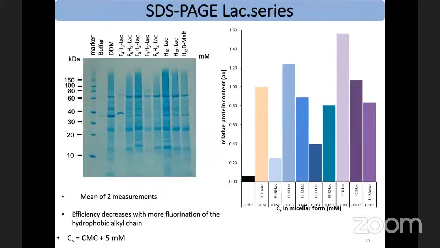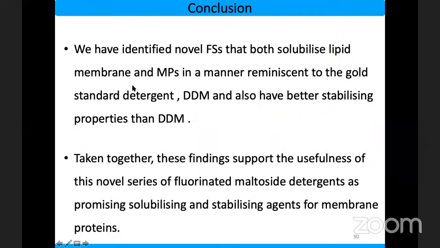This is for the other lactose-based surfactants. As you can see, it's not looking so good as the maltose-based surfactants. So from this, we can say that we have identified new compounds that can solubilize membrane protein in a manner that is reminiscent of detergents, but with little perturbation to the order of the membrane.